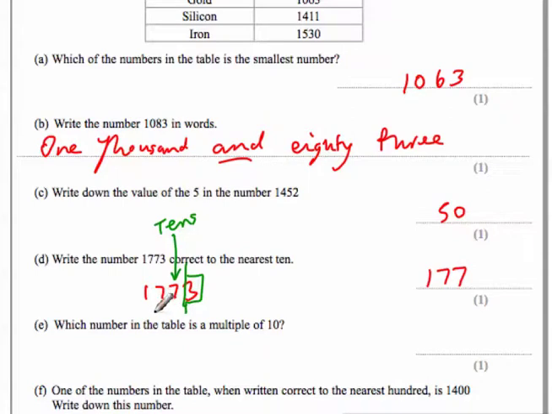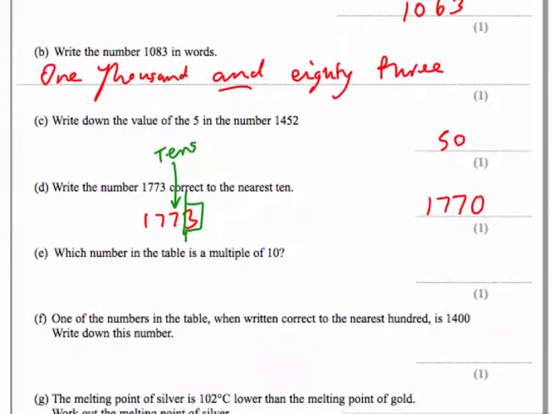Now would it make sense to round 1773 to 177? No, this is far too small, isn't it? It's completely the wrong size. So what have we forgotten to do? Well, we've forgotten to put a 0 in here in place of the 3. So remember that, always ask yourself, if you've rounded a number, is your answer the right size? Is it about the right size? Always remember to ask yourself that question.